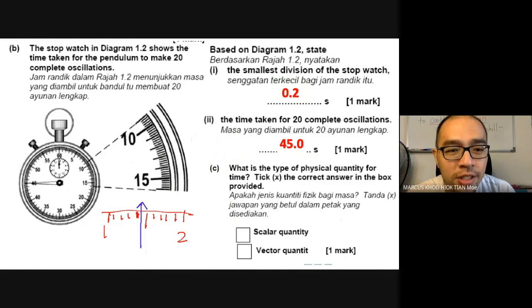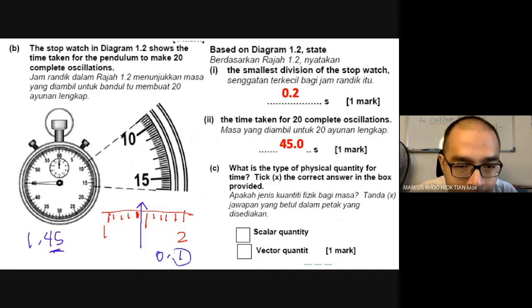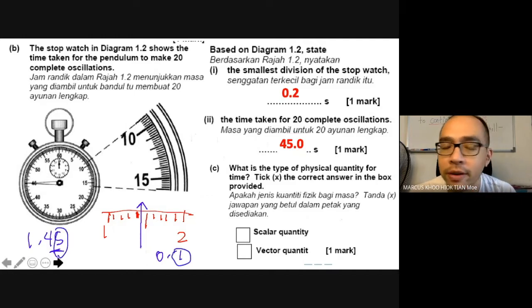Oh, so you want to give what? 1.45. Can your ruler tell you this reading, 1.45? Cannot. Because the smallest division in your ruler is 0.1. It can only tell you one decimal place and definitely not 0.05. Cannot.